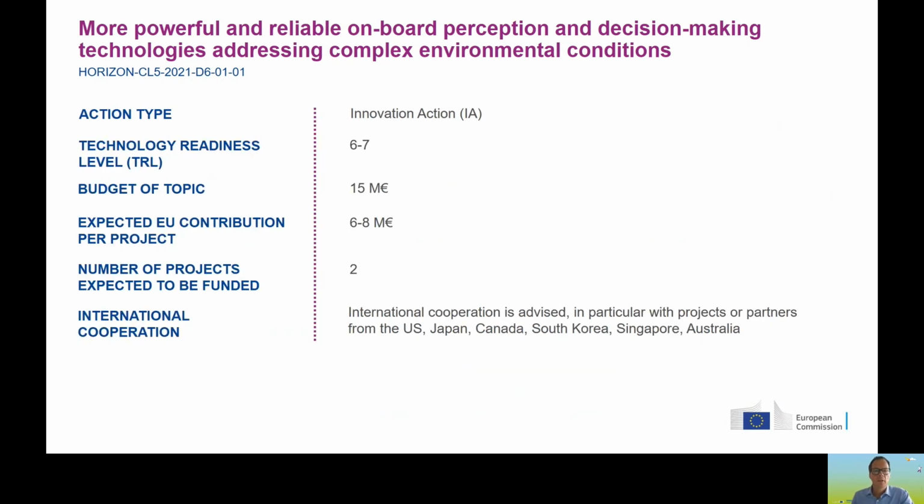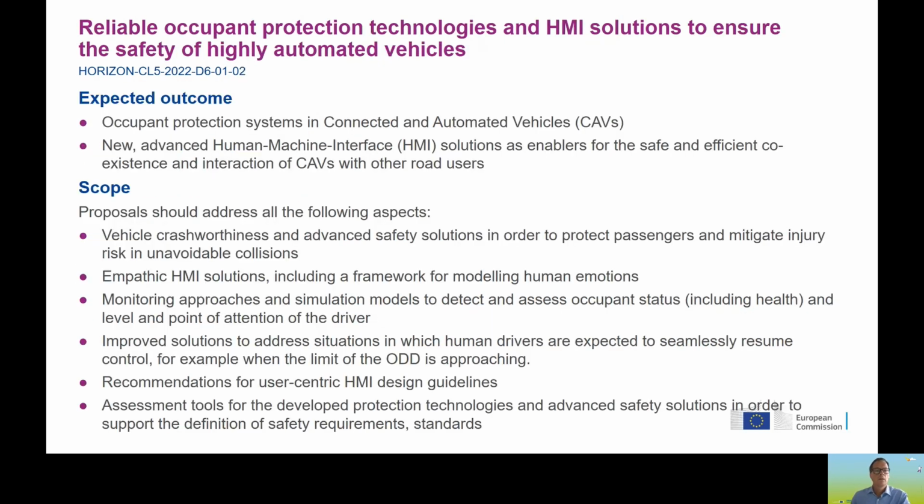So the scope of this topic is that proposals should address at least the following aspects. So more powerful and reliable in-vehicle perception systems should emerge with increased performance, taking into account weather conditions, accuracy-based and enhanced sensing localization, and also improved object-person classification and recognition. It's a mouthful, but basically the technology should improve in actually classifying and recognizing objects in traffic.